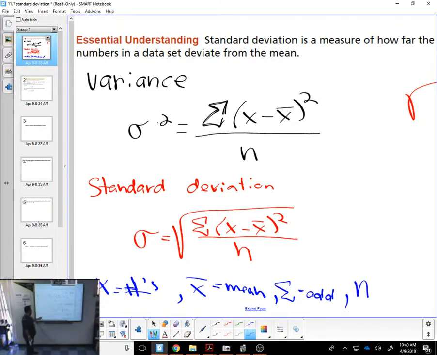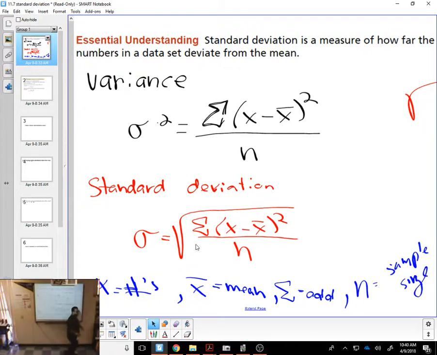And then finally, n. N is for sample size. Sample size. Oops. Fix it that way. Made a cursive. What does sample size mean? It means how many you have. So if I had 10 numbers, then what size is my sample size? Yeah. If I had 13 numbers I had to add, then I have an n of 13. N is sample size.